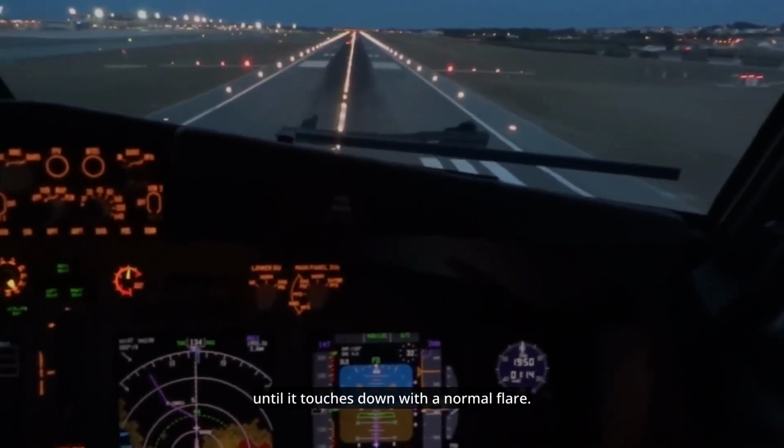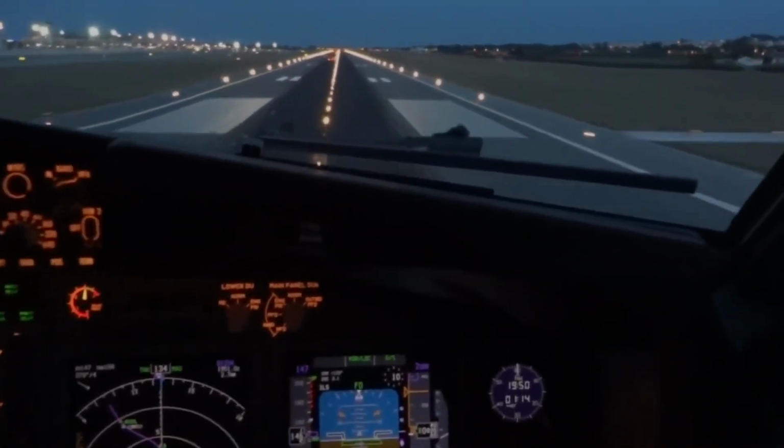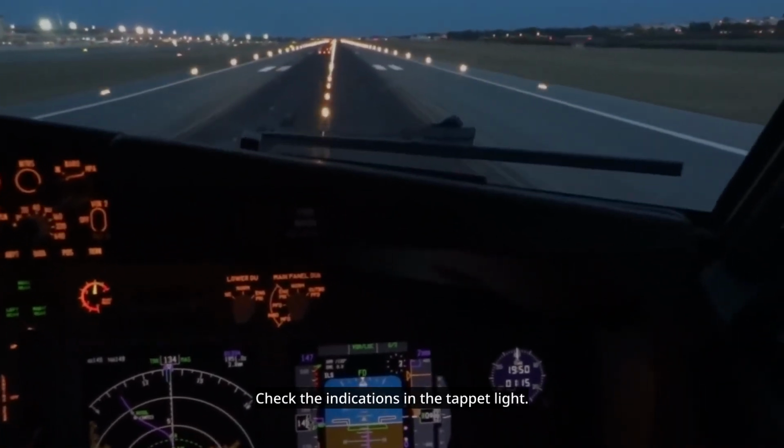Until it touches down with a normal flare. Check the indications in the PAPI lights.